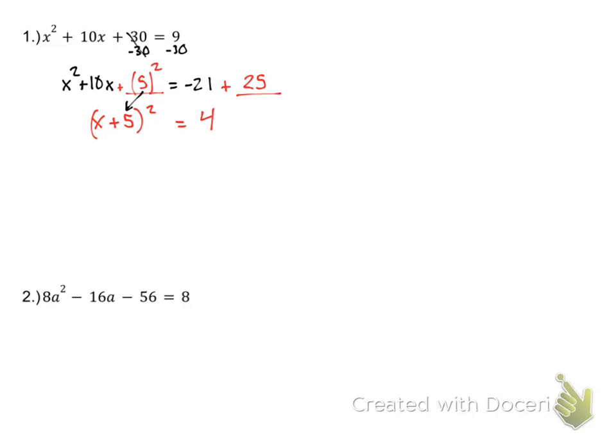Now, to get rid of a square, I take the square root, but don't forget plus or minus when you're square rooting, solving for a variable. Those cancel out. You're left with x plus 5 equals plus or minus 2. The very last step said solve for the variable. Well, how do I get x by itself? Subtract 5.